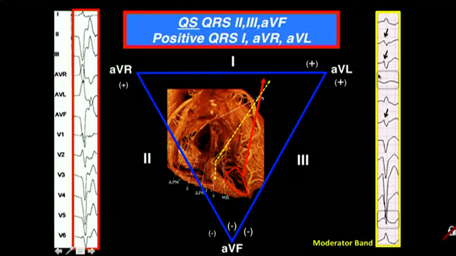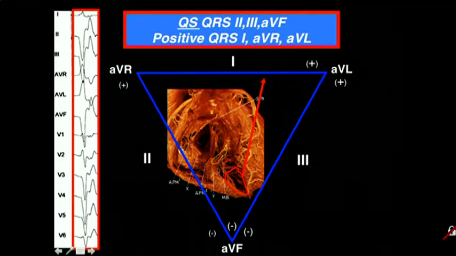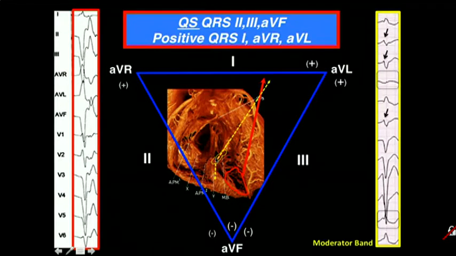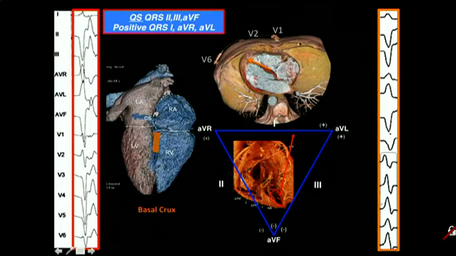For moderator band tachycardia, the moderator band has negative predominance in D2, D3, AVF, but usually they have an initial positivity. And we understand that on this chart. I hope that you can see it in the yellow dotted line. This is the moderator band. You can see it here. And whenever there is an arrhythmia of the moderator band, one part of the vector comes downwards, explaining the initial positivity in D2, D3, AVF, and the other one moves upwards to explain the negativity in the QRS.